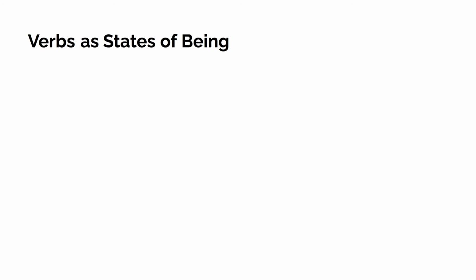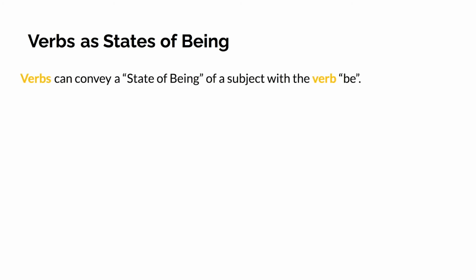Verbs as states of being. Verbs can convey a state of being of a subject with the word be. Let's take a look at some examples of be verbs that convey a state of being of the subject. I am tired today. Am is the verb that conveys the state of being.